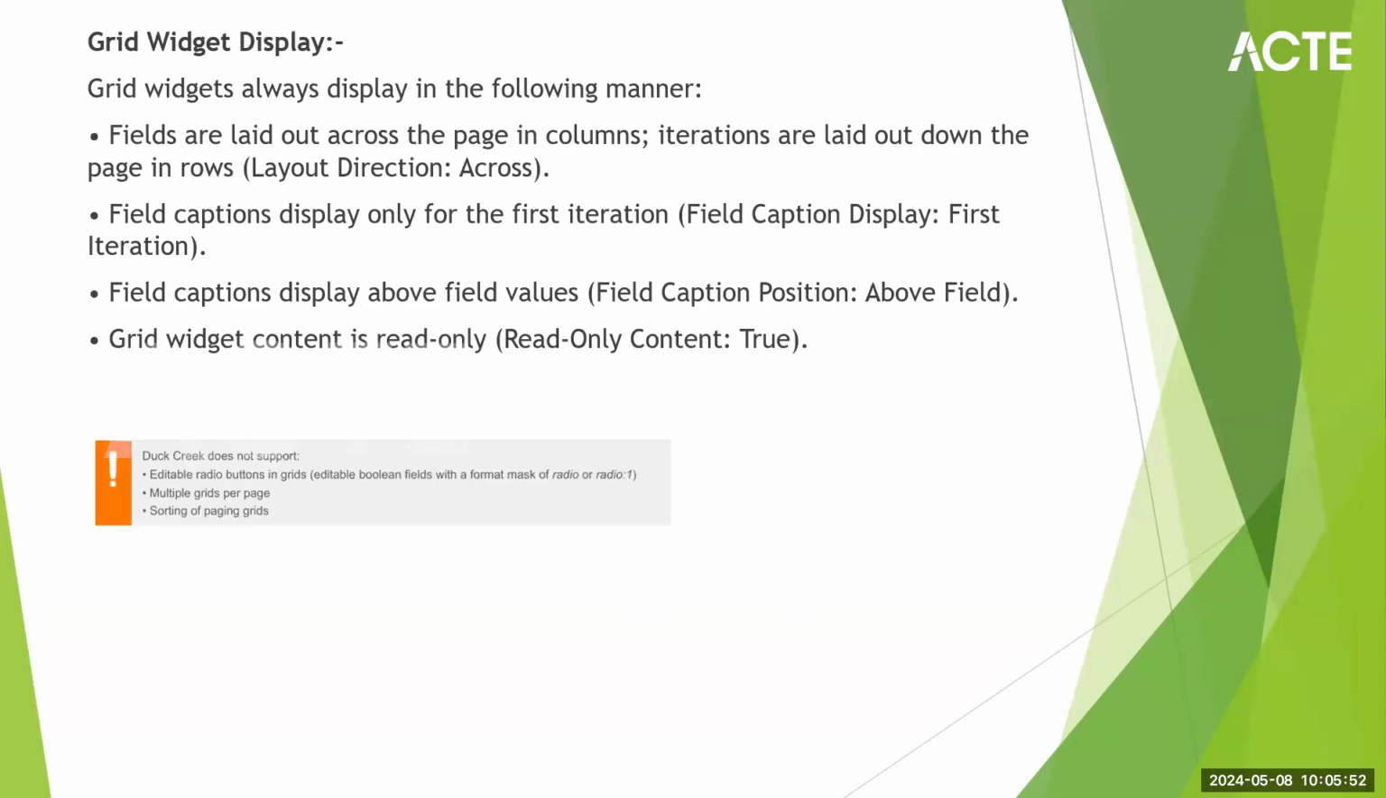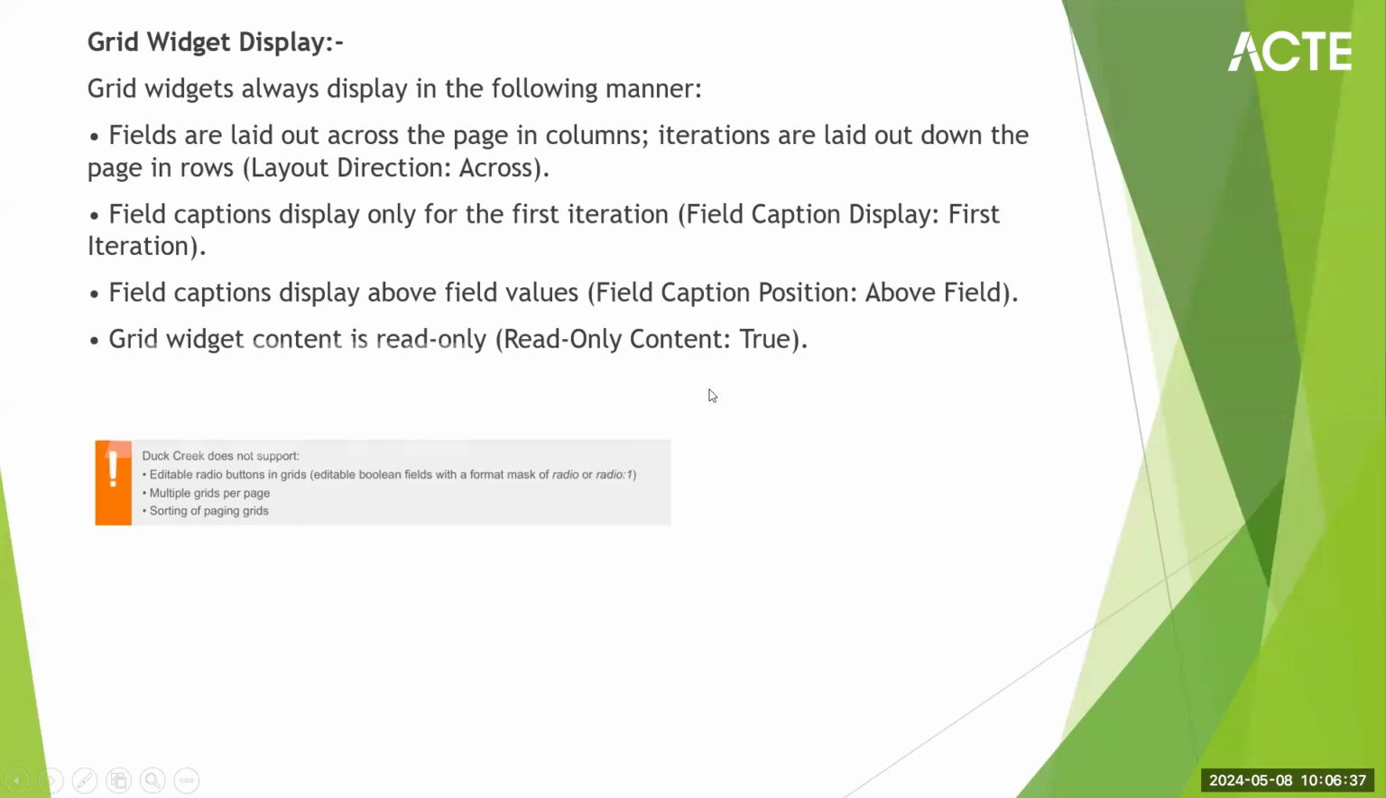Grid wizard always displays in the following manner. Fields are laid out across the page in columns. Iterations are laid down the page in rows. For example, two fields are there, and you want one field here and one field here. Those kinds of changes you can do in grid wizard. Suppose you want the first field here and the second field down, those you can also do in grid wizard, but not in the others. That is called laid across, laid out down.